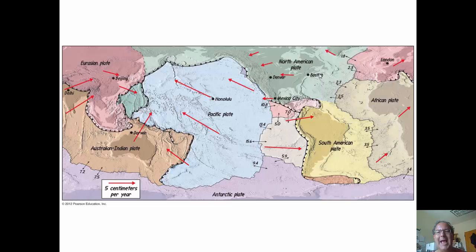We can measure that using GPS, the Global Positioning System. You have it on your phone. You have it perhaps in your car, boat, airplane, if you're in aviation. Now, the GPS on your phone tells you where you are to within a few feet, which is not going to be good enough to measure plate motion.